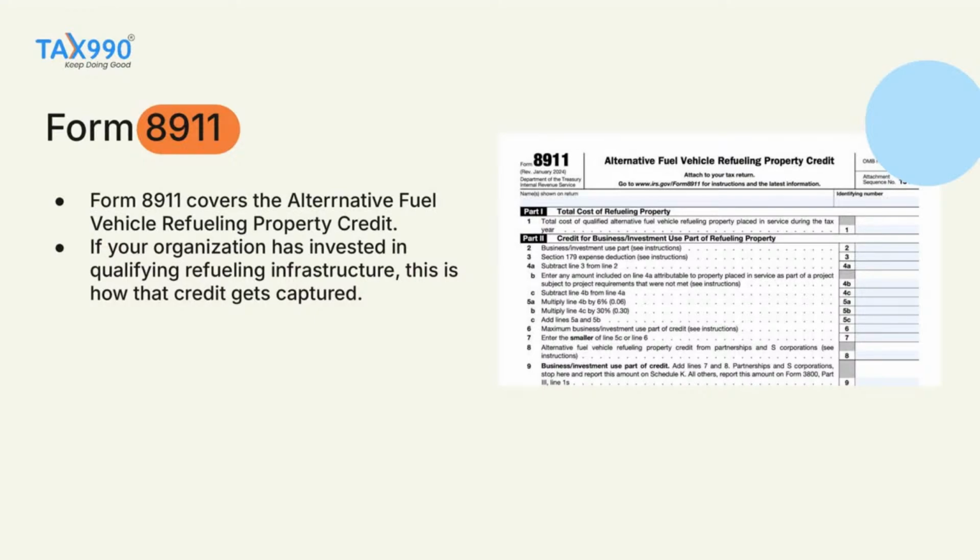All right. As we continue to enhance the 990T, we now support Form 8911 within Form 3800 on the 990T. Form 8911 covers the alternative fuel vehicle refueling property credit. So if your organization has invested in qualifying refueling infrastructure, this is how that credit gets captured. It now flows directly into Form 3800 as part of the general business credit calculation on the 990T. This keeps everything consolidated into one place.